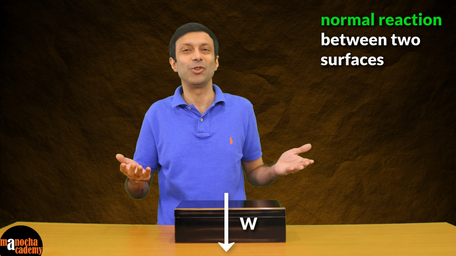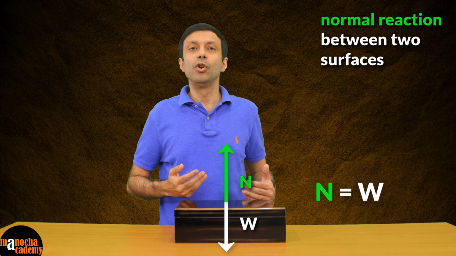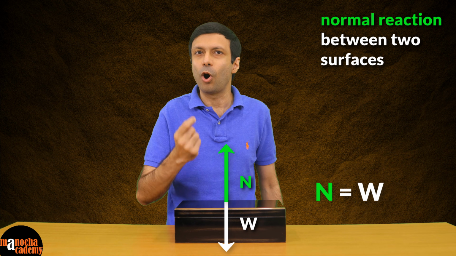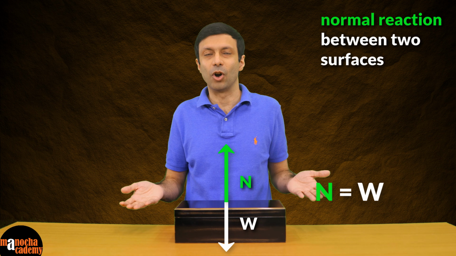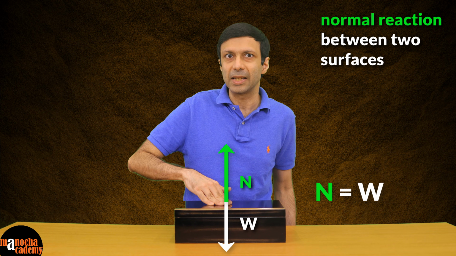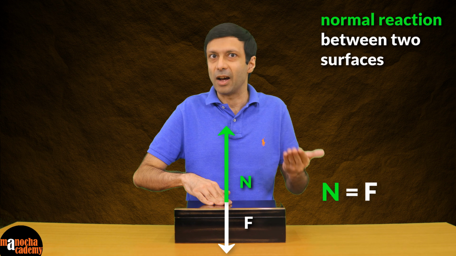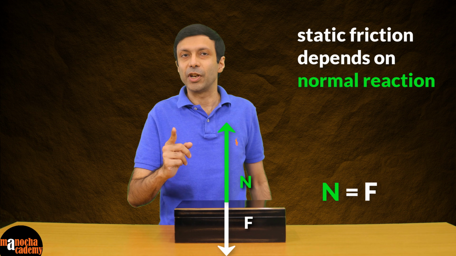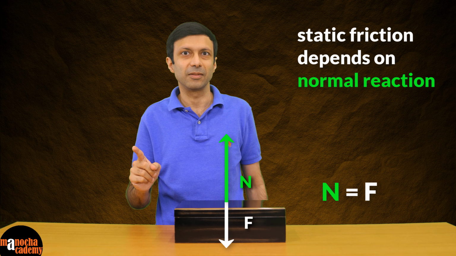For this box, the normal reaction will be equal to the weight of the box, because the box applies a force of weight on the table, and in response, according to Newton's third law, the table applies a normal reaction over here. But note that limiting friction depends on the normal reaction and not the weight, since there could be other forces affecting the normal reaction. For example, if I press the box like this, then I'm increasing the downward force on the table, so the normal reaction is going to be larger. So remember, static friction, that is the limiting friction, depends on the normal reaction, not on the weight.